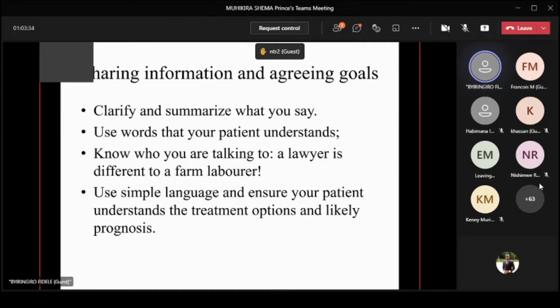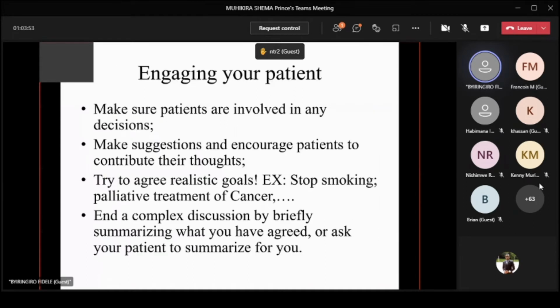You need to use simple language and ensure your patient understands the treatment options and likely prognosis. You also need to engage your patients in the decisions. You can make suggestions, encourage patients to contribute their thoughts, and agree on realistic goals. Example: stop smoking, or having a palliative treatment. With a complex discussion, briefly summarize what you have agreed, or ask your patients to summarize for you.